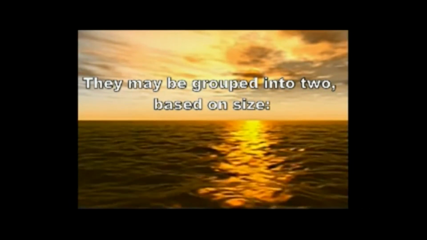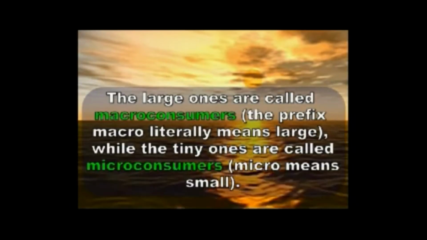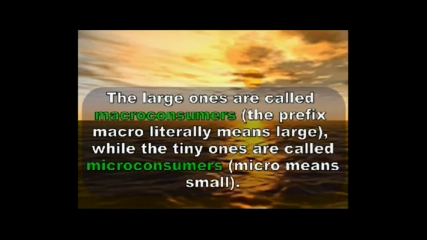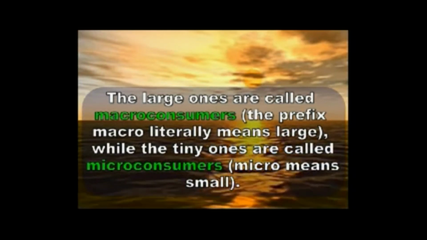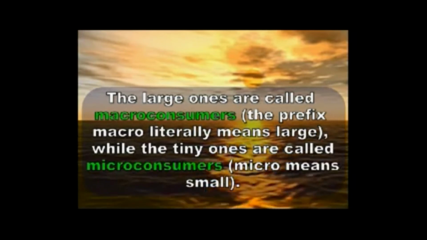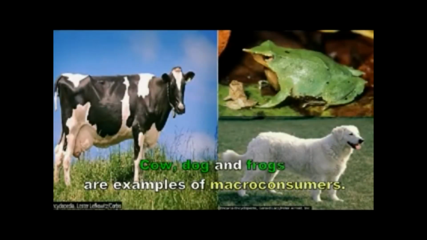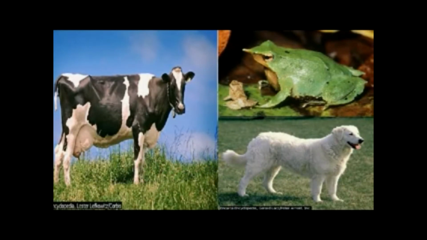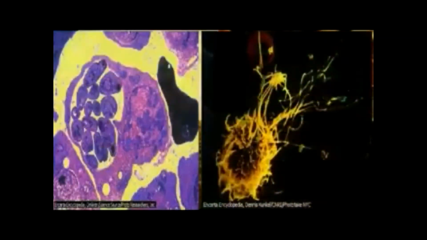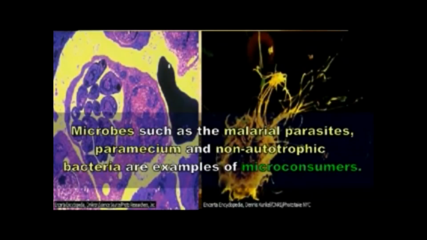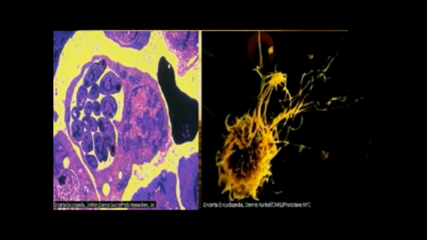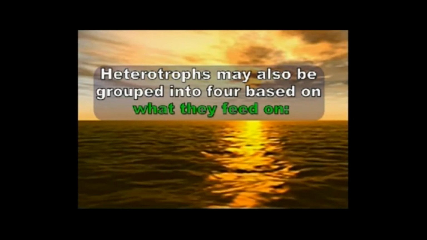They may be grouped into two based on size. The large ones are called macro-consumers. The prefix macro literally means large, while the tiny ones are called micro-consumers. Micro means small. Cow, dog, and frogs are examples of macro-consumers. Microbes such as the malarial parasites, paramecium, and non-autotrophic bacteria are examples of decomposers.